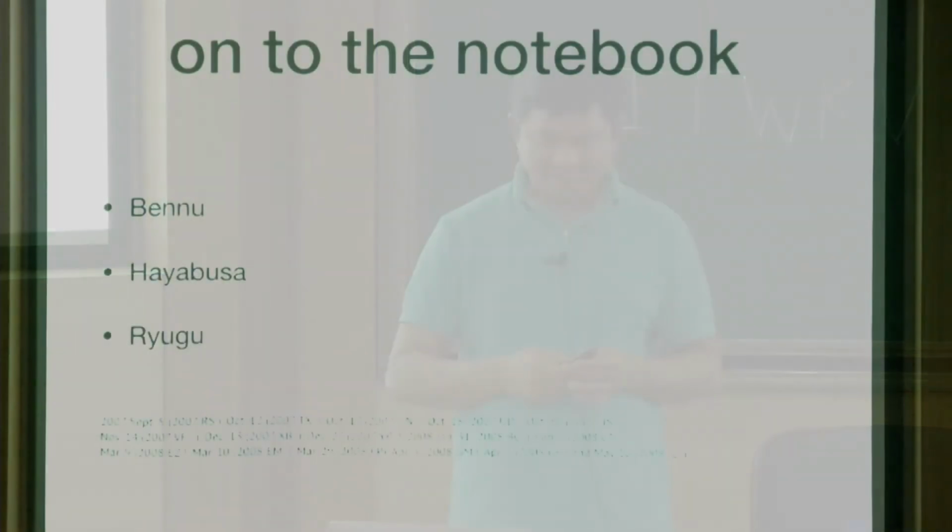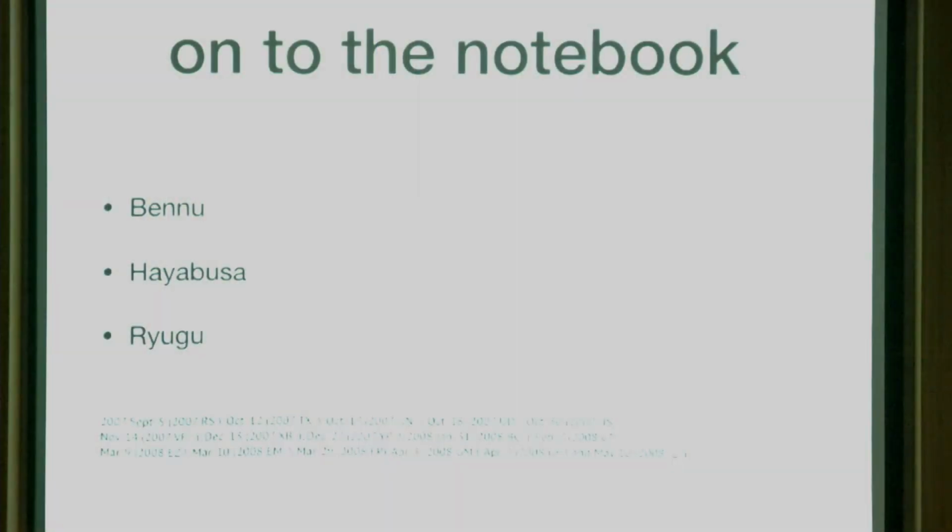The names that we had were Bennu, Hayabusa, and Ryugu. Again, go through the entire notebook first before attempting to do this. And then there were a few others that I mentioned which were shown in one of the animations. We can come back to that later on, but there are these. Okay, I think that is all that I had in terms of that. So let's go to the notebook and go through that.